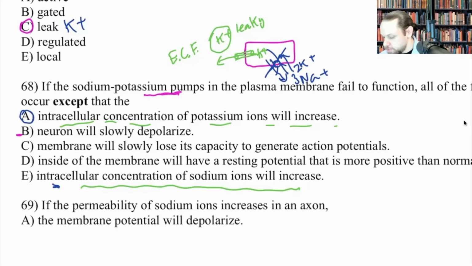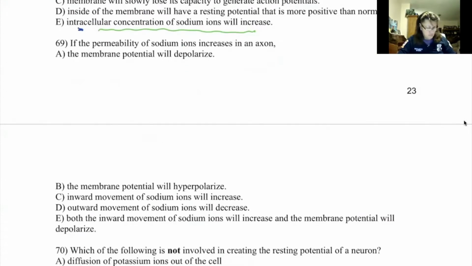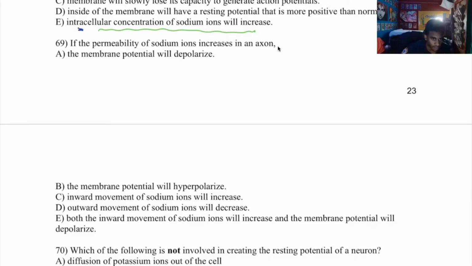We're going to go to number 69. Let me make sure it's visible. All right, number 69. Let's see. And then we're going to go back to Ian or Stephen. Number 69. If the permeability of sodium ions increases in that, let's say, axon. Okay, axon.